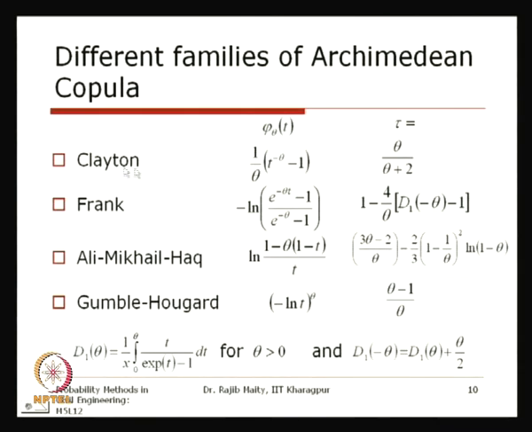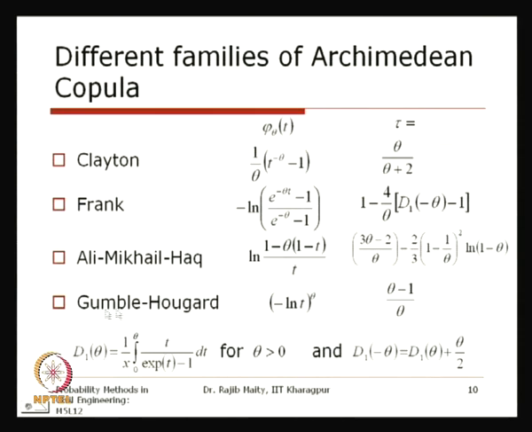But for the first one, the Clayton, if we know tau, it is very easy to solve for the value of theta. Similarly, for the Ali-Mikhail-Haq, the generator is log natural of 1 minus theta into 1 minus t divided by t, and for this one tau is equal to 3 times theta minus 2 divided by 3 theta, minus 2 by 3 into 1 minus 1 by theta whole square, log natural of 1 minus theta. So, this is the full form of tau for this one.